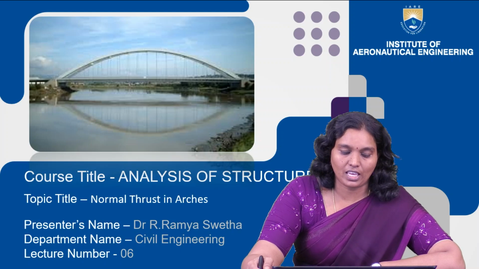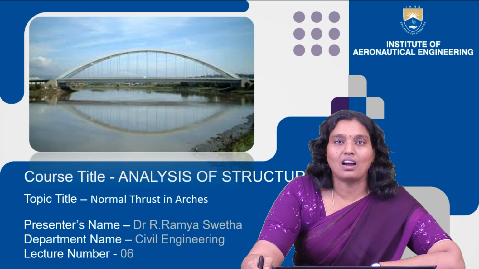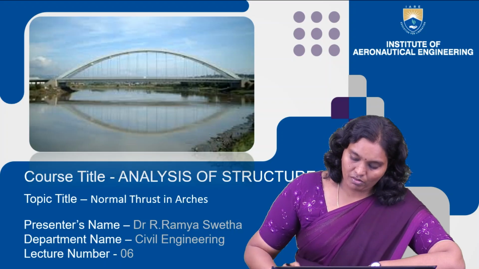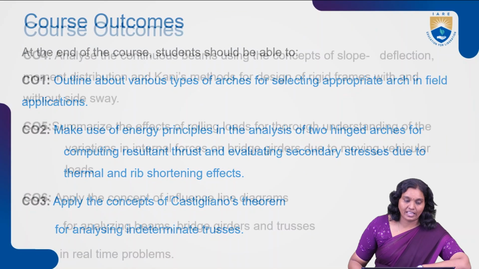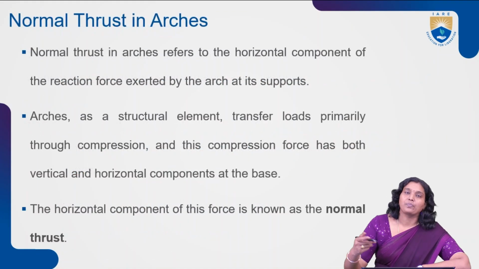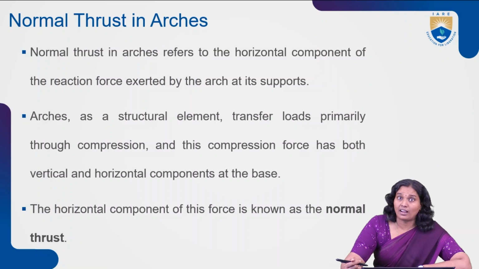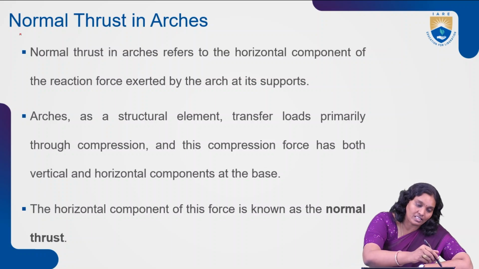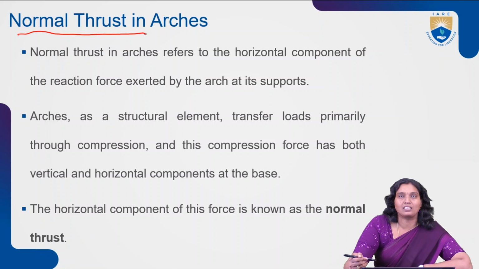Today, our topic is normal thrust in arches. As per what we understand about the various arches, those are parabolic arch, circular arch. Based on the hinges, we have 2-hinged arches, 3-hinged arches. In that, what role does normal thrust play in arches?